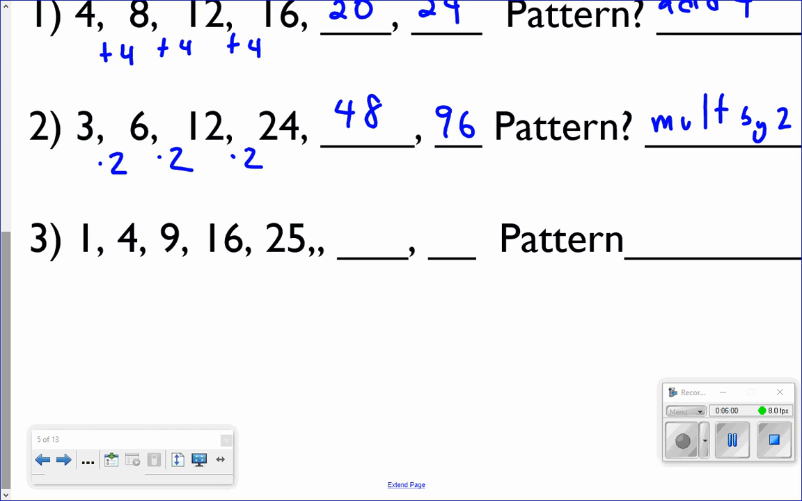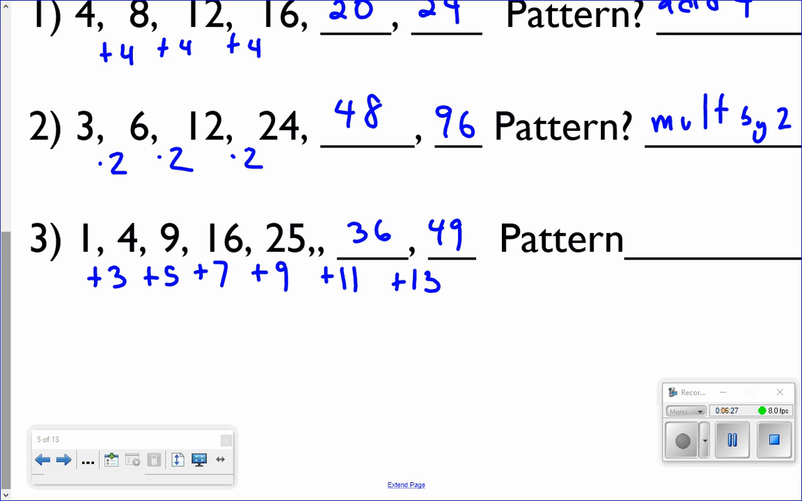On the next pattern, notice that they're using something completely different. One way to recognize this is they're adding 3, they're adding 5, they're adding 7, and they're adding 9 to get the next number. So then the fifth number in the sequence, the next number would be found by adding 11 to get 36, and then we're adding 13 to get 49.